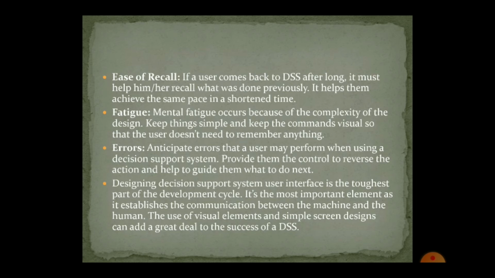Errors. Anticipate errors that a user may make when using a decision support system. Provide them the control to reverse the action and help guide them on what to do next. Designing the decision support system user interface is the toughest part of the development cycle. It is the most important element as it stabilizes the communication between the machine and the human. The use of visual elements and simple screen design can add a great deal to the success of a DSS.